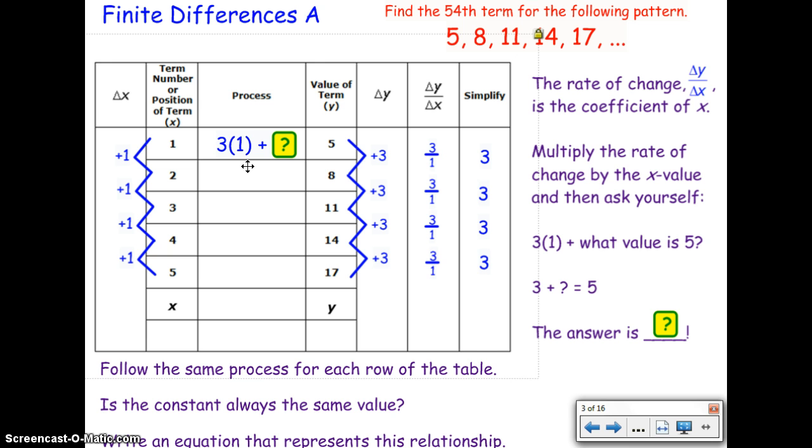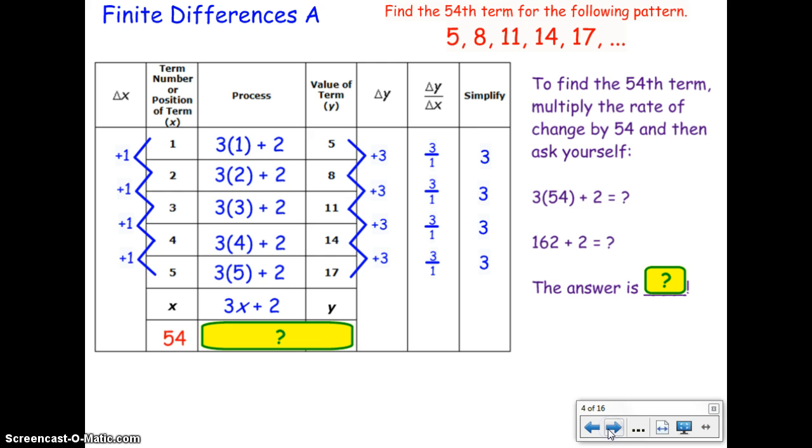We need to ask ourselves, what value do we need to either add or subtract to get to a value of 5? Our value is 2. Follow the same process for each row of the table. As we look, 3 times 2 would be 6. When we add the same 2, we get 8. 3 times 3 is 9. We add 2, we get 11. 3 times 4 is 12. Plus 2 gives us a value of 14.